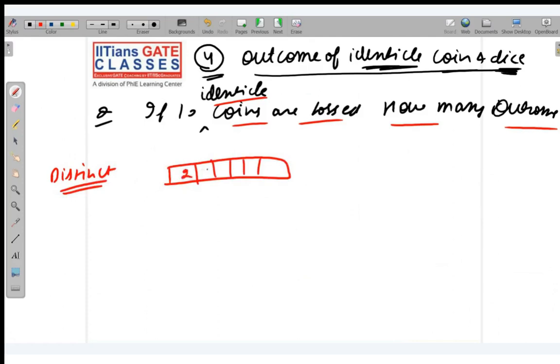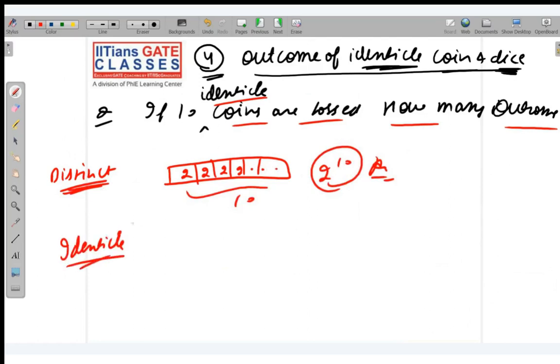So first coin, 2 possibilities, head or tail. Second, 2 possibilities, and so on. So how many are there? 10 coins are there, so 2 power 10 is the answer if distinct is given. But since identical is given, you can imagine that all are now identical.